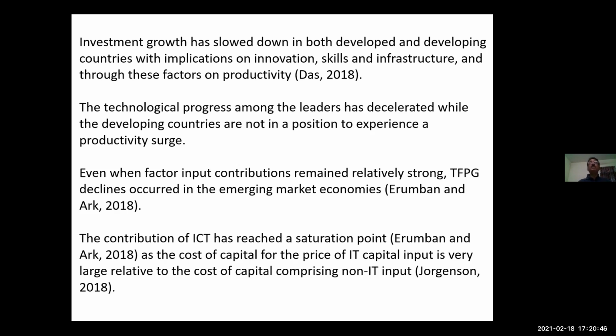Even when factor input contributions remained relatively strong, TFP declines occurred in the emerging market economies. So the emerging market economies were also not able to experience acceleration in the TFPG growth. So the worldwide TFPG growth has decelerated. The contribution of ICT has reached a saturation point.